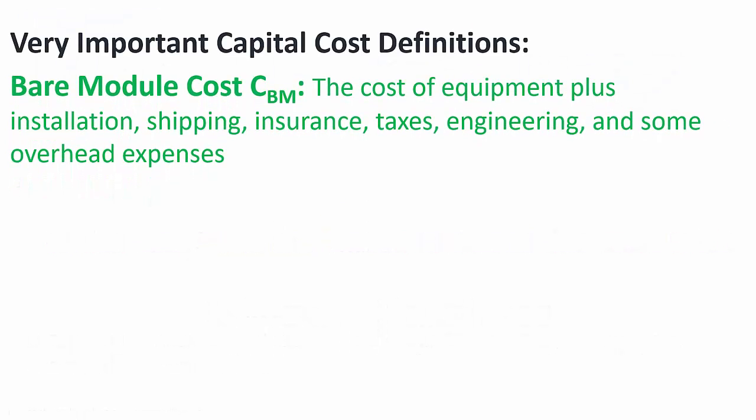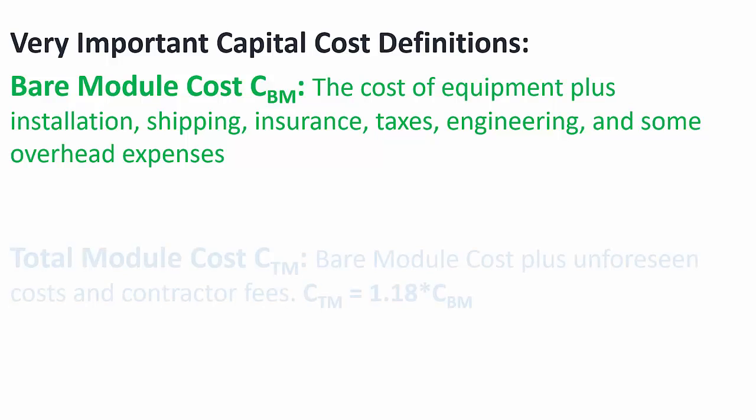Before we move on to costing an entire plant, we need to discuss some definitions that are very commonplace in capital costing. The first one is bare module cost, CBM. It's the cost of equipment plus the installation, shipping, insurance, taxes, engineering, and some overhead expenses involved with the installation of that piece of equipment. So in other words, it's the cost of purchasing a piece of equipment and installing it.